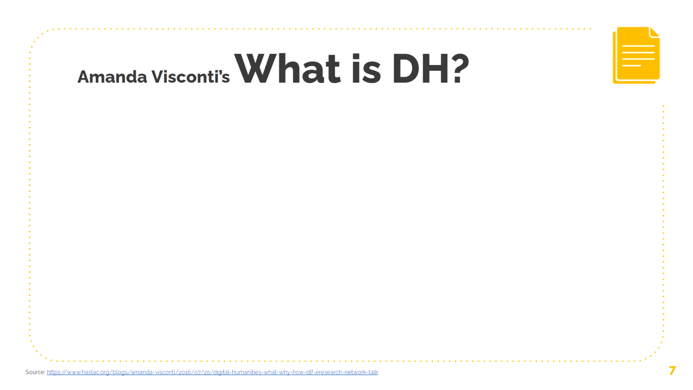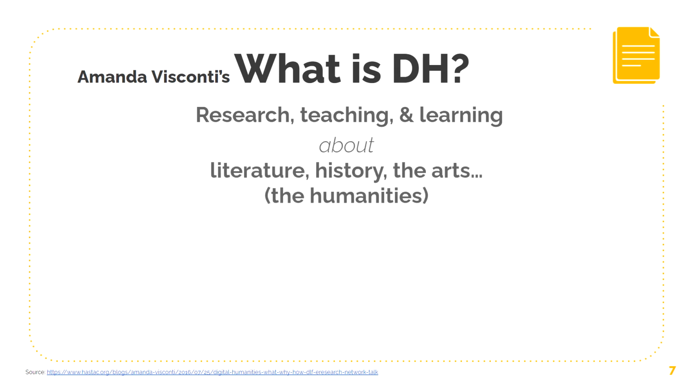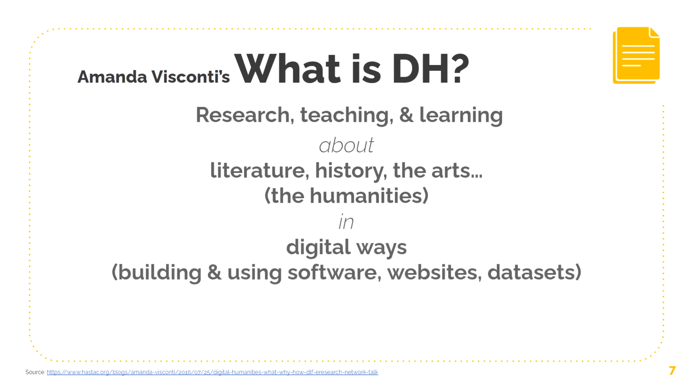So I especially like digital humanities practitioner Amanda Visconti's definition in that she states that DH is research, teaching, and learning about literature, history, and the arts, so the humanities, in digital ways. So building and using software, websites, and data sets that are available publicly. So the general public, as well as scholars and peers, are able to interact with that work and even contribute to it.